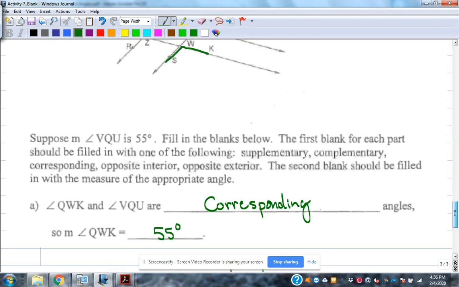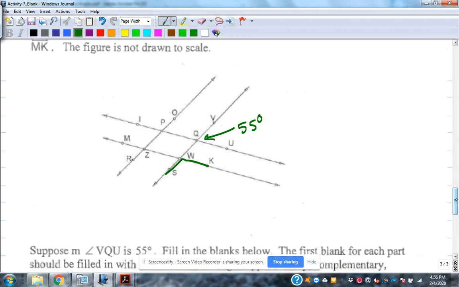True. But how do you know that that angle there is 35 degrees or 125 degrees? How do you know that? It's corresponding to UQW, right? And UQW and VQU are linear pair or supplementary. So those two have to be supplementary. Yeah, supplementary is the right answer.